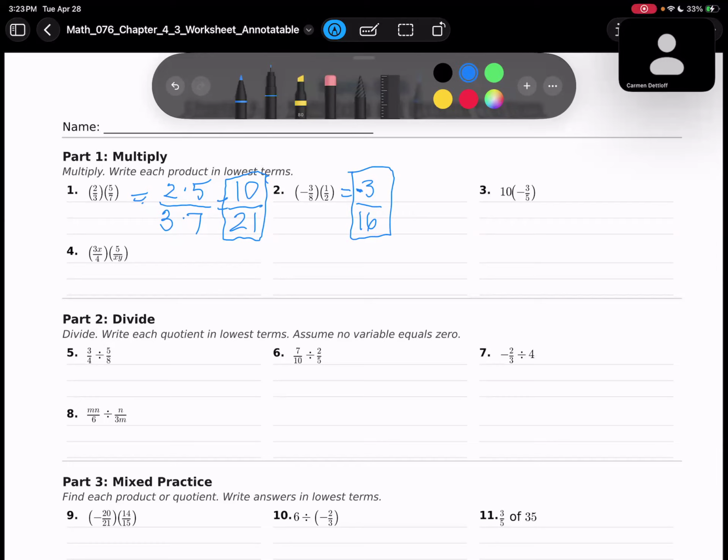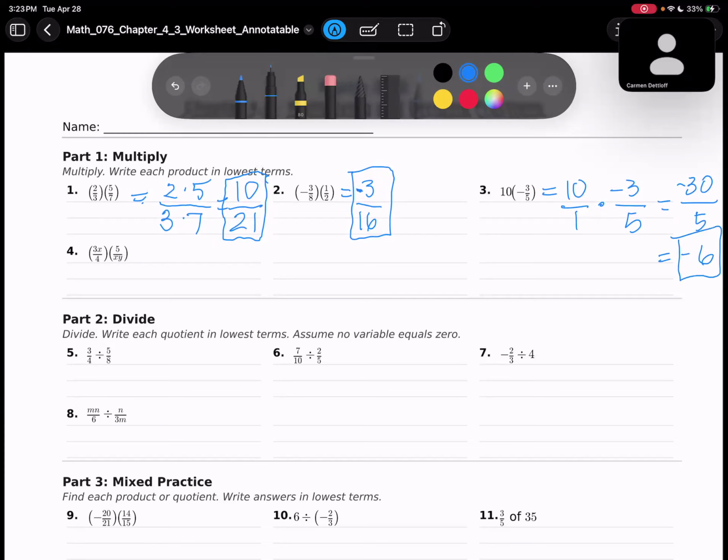Okay, I got another one with number 3, 10 times negative 3. So 10, I can think of it a couple different ways. I can think of it as 10 over 1 times negative 3 over 5. And I can reduce this if I multiply through and then reduce. We'll show that way first. So I get negative 3 times 10, negative 30 over 1 times 5. And you could just use your calculator and reduce this here. And I would go negative 30 over 5 equals negative 6.